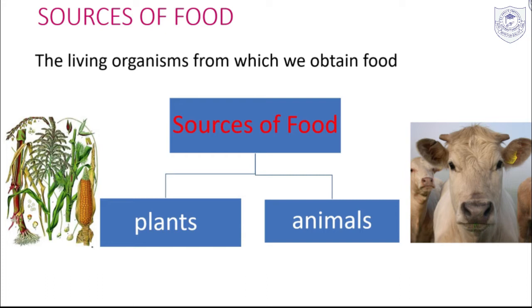From plants we obtain foods like cereals, pulses, vegetables, fruits, spices, and oils. And from the animals we obtain foods like milk, eggs, and meat.